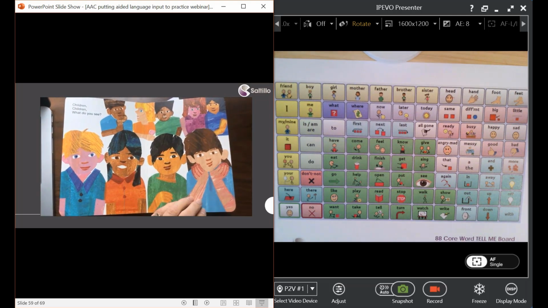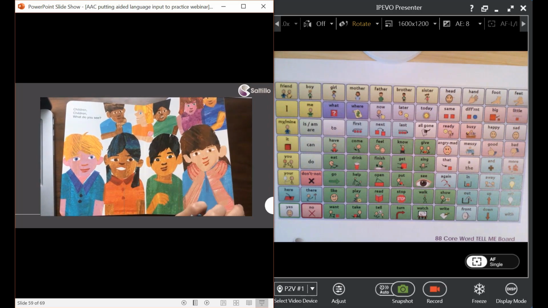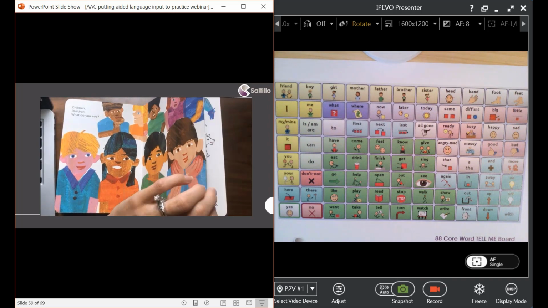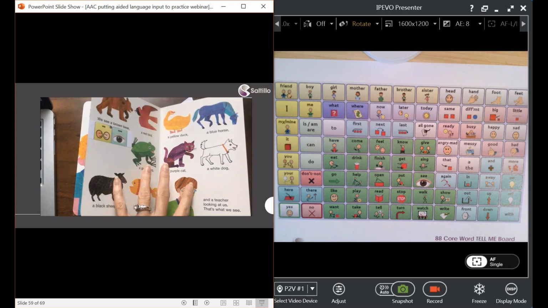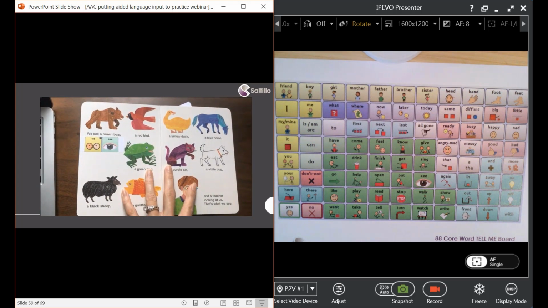It doesn't tell us. So unless you know, we're going to have to turn the page to find out. Let's turn the page. Oh, they're stuck. There we go. Whoa! Look at all of those animals.